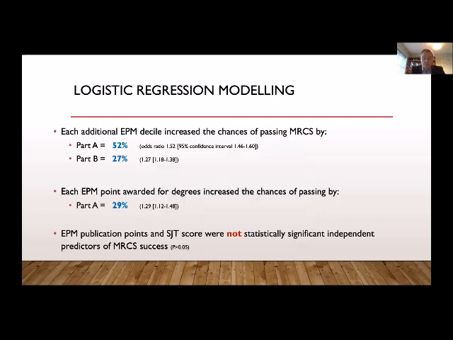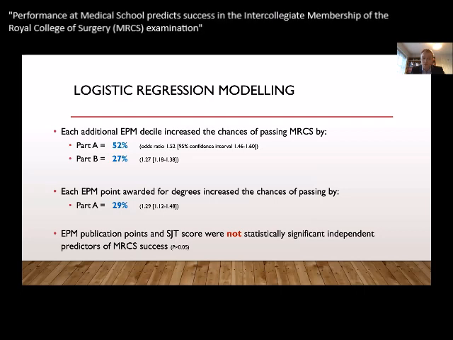We created logistic regression models, adjusting for these sociodemographic predictors of success. And we found that for every additional decile point that a medical school graduate achieves, they increase their chances of passing the MRCS by 52%, which is a staggering number. They also increase the chance of passing the MRCS Part B by 27%.